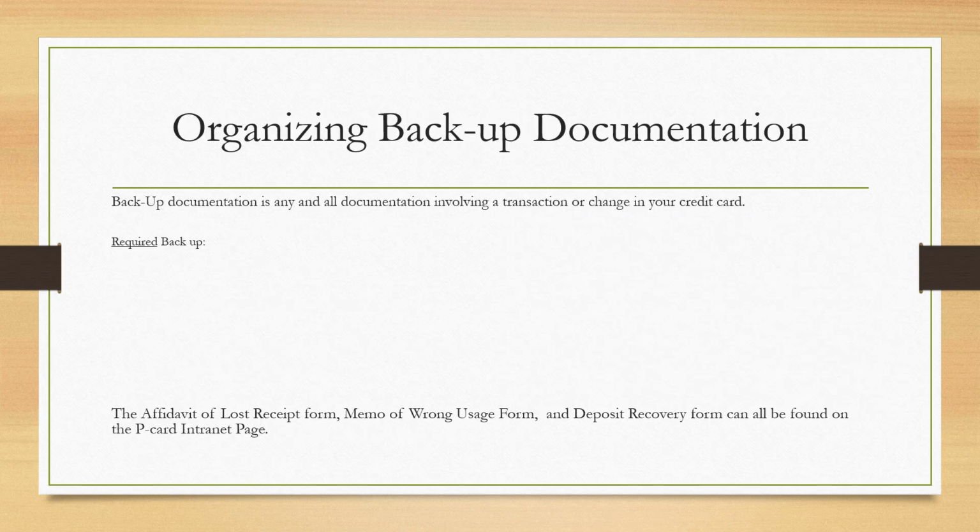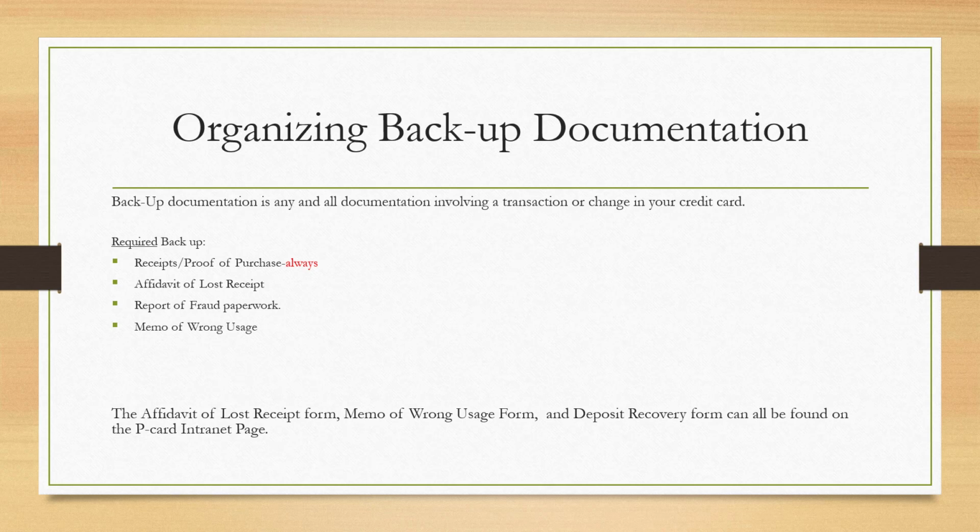Organizing backup documentation. Make sure that you have all the required backup information for your P-Card log. Backup documentation is any and all documentation involving a transaction or a change in your credit card. This always includes original receipts, but it could also include the following: an affidavit of lost receipt form if you've lost a receipt, a fraud report form from the bank should you have fraud reported on your statement, a memo of wrong usage in the case of a personal purchase.